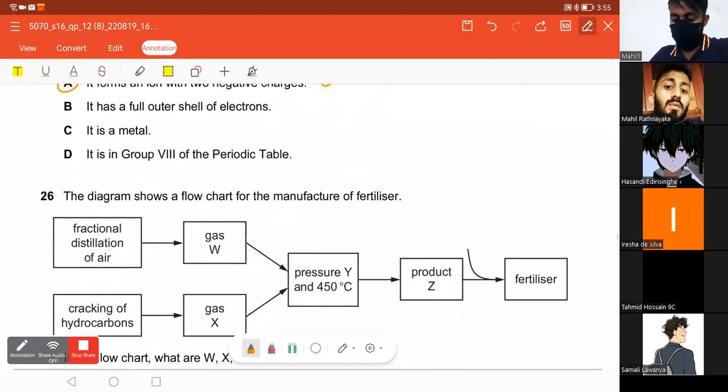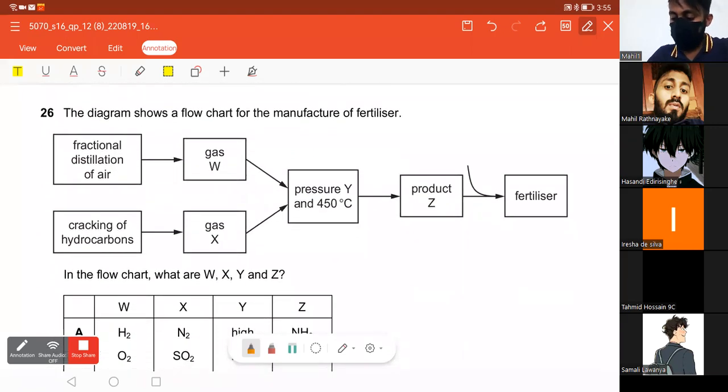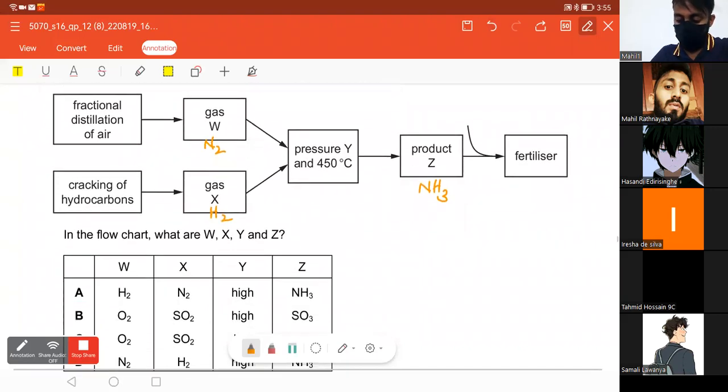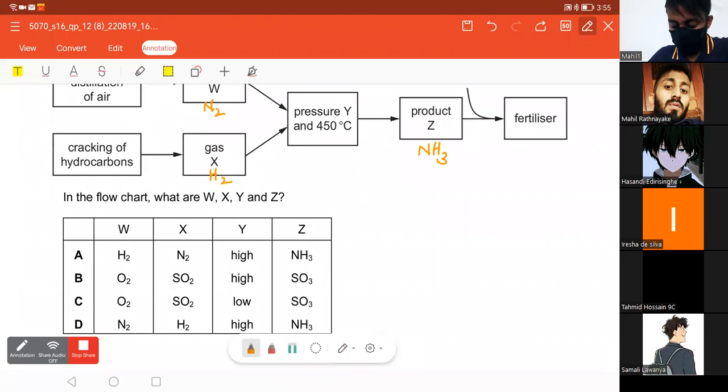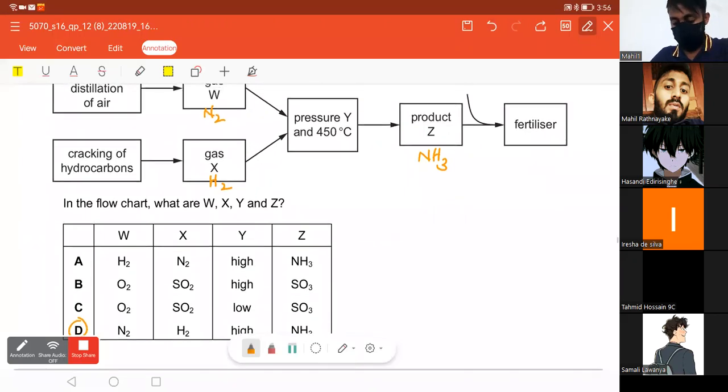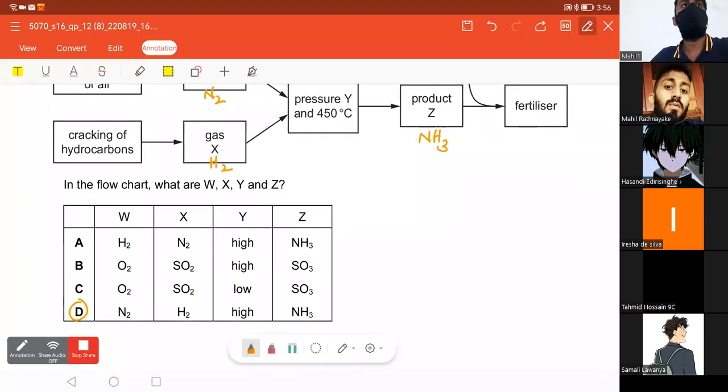Okay. Next one. Manufacturing fertilizer. What is this product? Ammonia. What are the reactants you need? Nitrogen and hydrogen. Nitrogen we are taking from fractional distillation of liquid air. This one should be hydrogen. I told you, cracking. Can you remember I taught you? Okay. Then answer W obviously D. But the W is nitrogen. Then you can go to the answer D because there's only one possible answer.